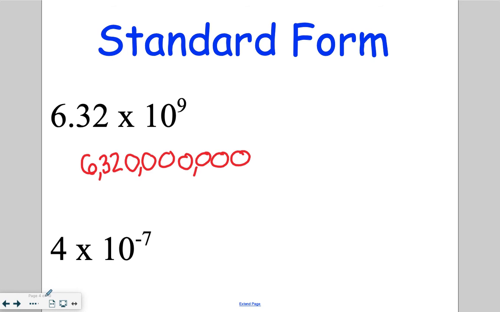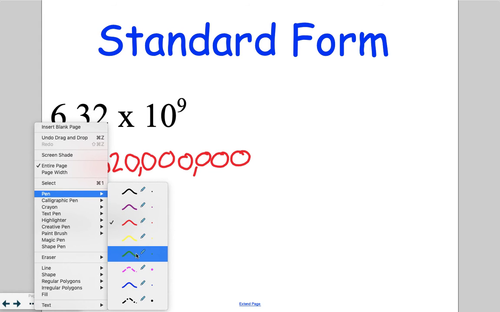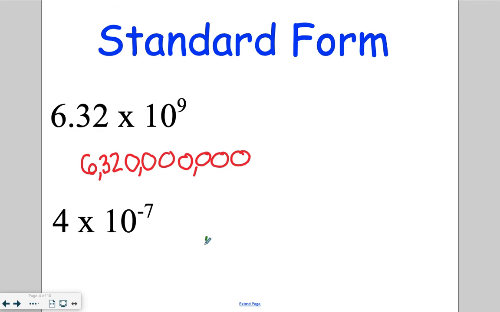And then down here on the bottom, we've got 4 times 10 to the negative 7th, which means we are now moving to the left. So I've got my 4. I move it over once, twice, 3, 4, 5, 6, 7, and that's where my decimal point ends up. So I've got 0.0000004. So that's just recapping what we did yesterday.